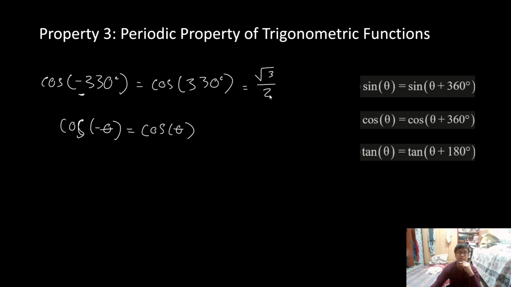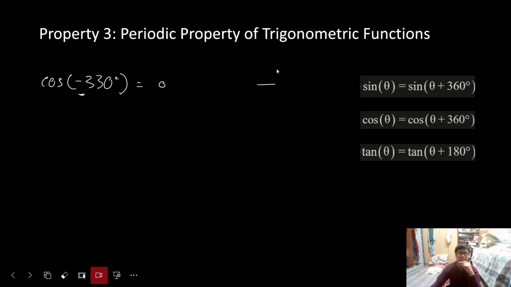But how about we apply the periodic property? Remember, the angle that we add with 360 degrees to get negative 330 degrees is negative 690, because negative 690 degrees plus 360 degrees is negative 330 degrees. Just like what I said, the angle that you thought of when you add 360 degrees, the result would be this one. That would be our answer, cosine of negative 690 degrees.